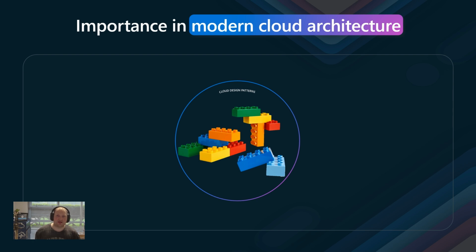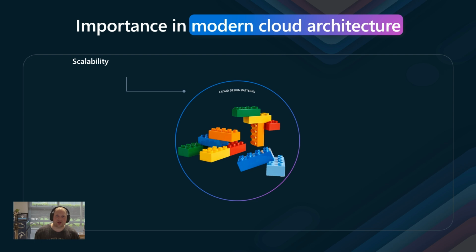So how do design patterns really translate to modern cloud architecture? Let's take a cloud platform ecosystem like Azure, with services offering a plethora of functionality to be put together like large Lego bricks. So the first is scalability.